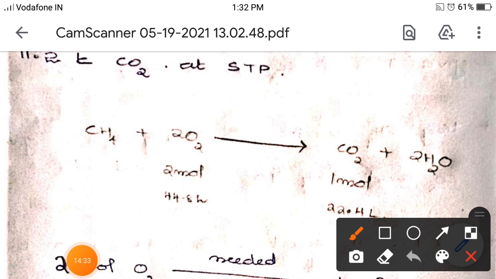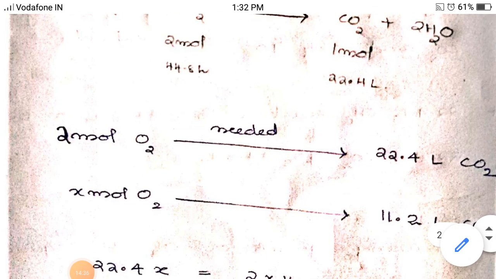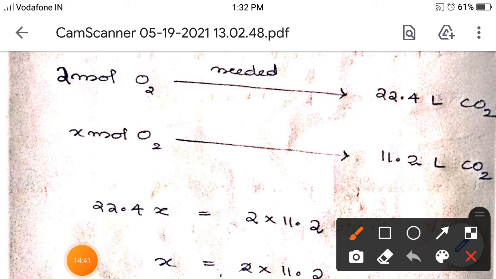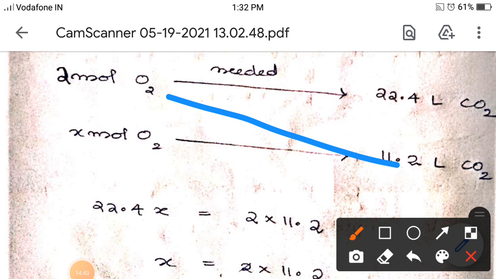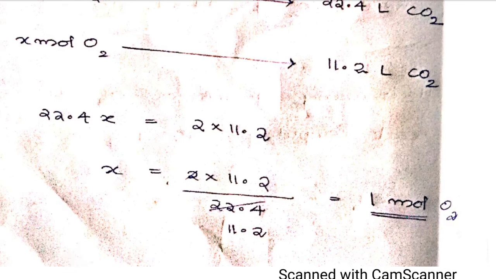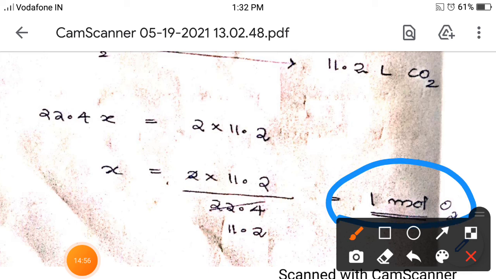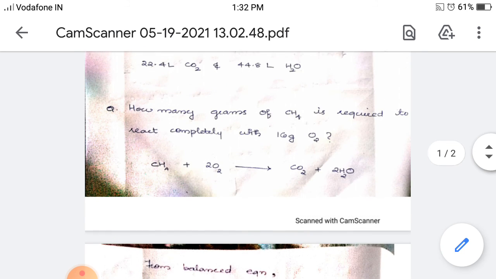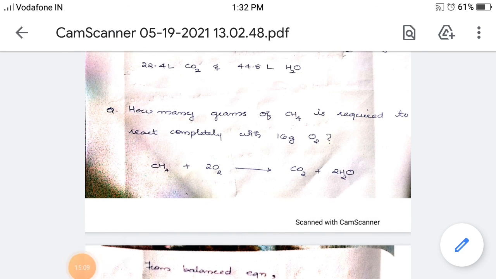As we did in the previous problem, by cross multiplication, 2 into 11.2 and 22.4 liter into x mole. From that calculation we get the answer as 1 mole O2. 1 mole O2 is required to produce 11.2 liter carbon dioxide. So hope you got the idea of stoichiometry. See you in the next class. Thank you.